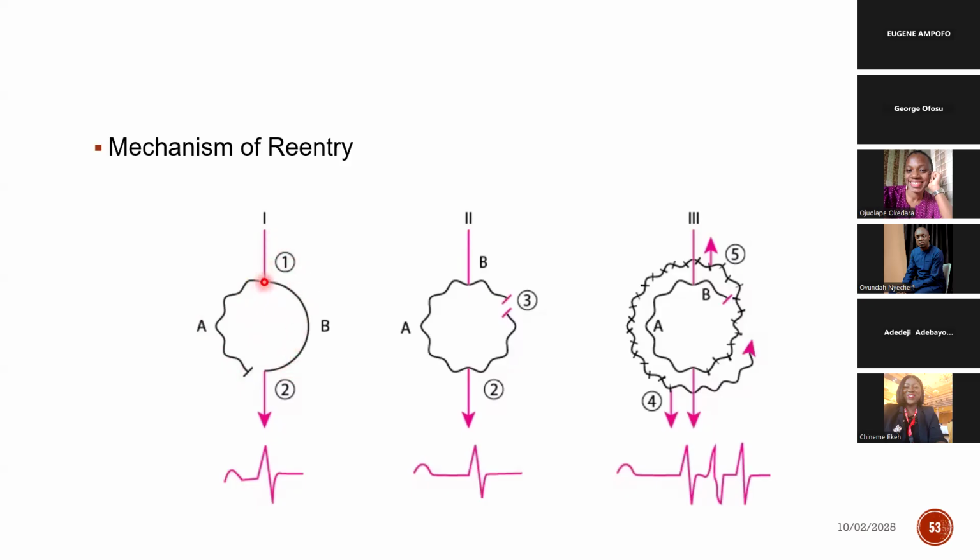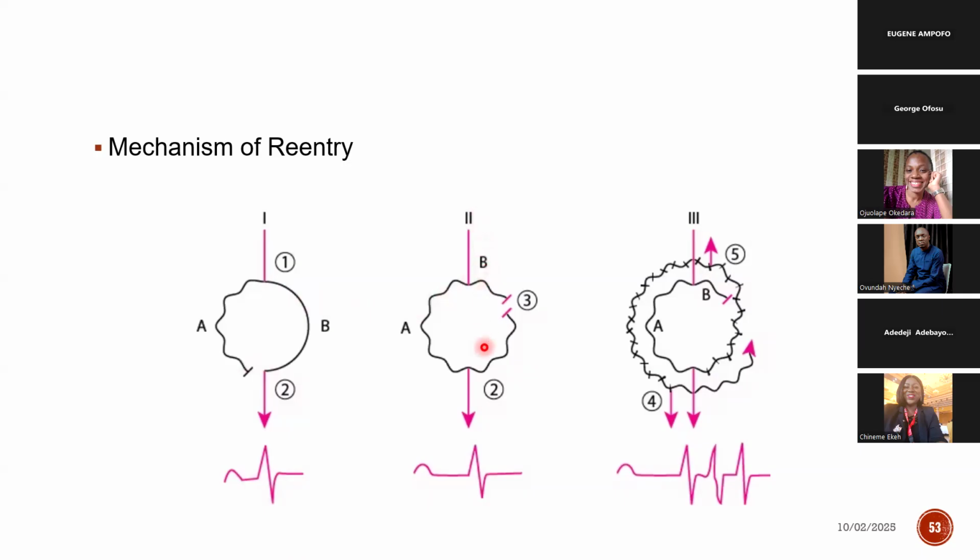So when the impulse gets here, it goes through both A and B, but in a normal circumstance, it will go through the B faster and be able to cause a stimulation of the ventricle. By the time the impulse goes through the A and gets to this point, it will still meet the fast pathway in the refractory period, and the impulse from the slow pathway will be terminated. So this is what normally happens.